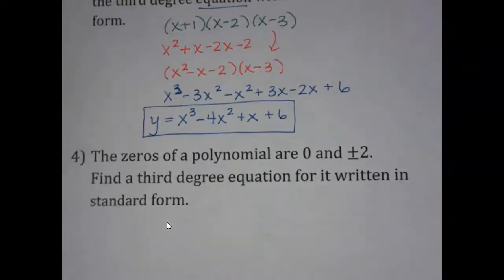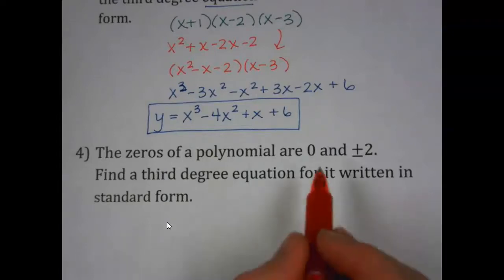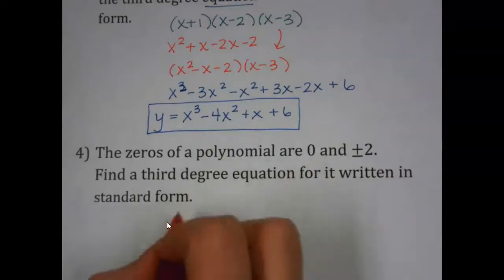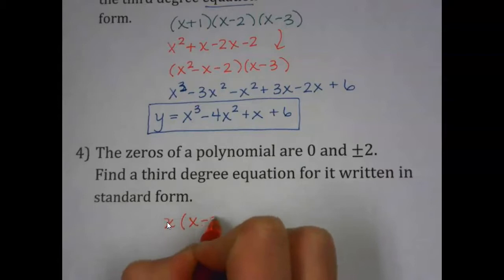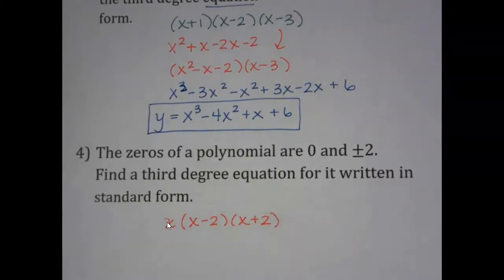Okay, so please try number 4, same kind of idea. Start by writing the factors first, and then multiplying it out. When you get done, come back and check and see if you did it correctly. All right, so the factors, if we got 0, we would say x minus 0, which is just x. And then we'd have x minus 2 and x plus 2 for the positive and negative 2.